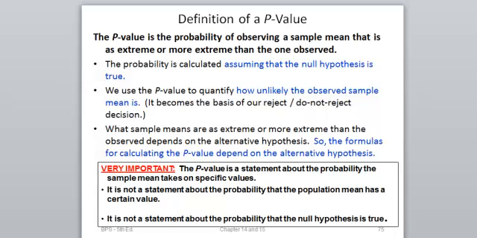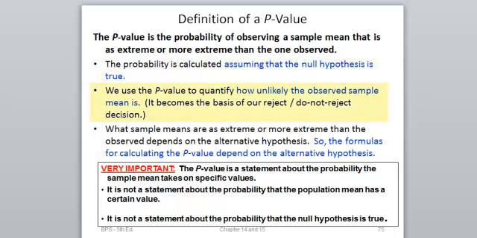So what is this p-value? The p-value is the probability of observing a sample mean that is as extreme or more extreme than the one you've observed. That is, you take the mean of your sample and see where it lies in the null hypothesis distribution, and depending on whether it's a right, left, or two-tailed test, you see how far it is in the appropriate tail end. Now, the probability is calculated assuming that the null hypothesis is true.